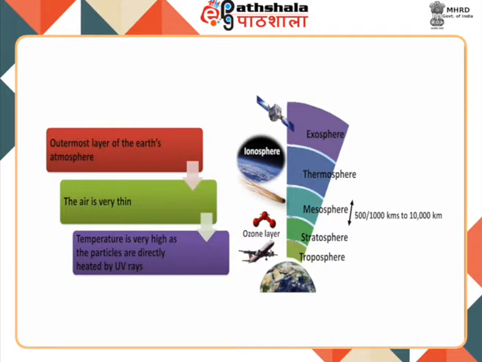The temperature is very high in the exosphere because the particles are directly heated from solar radiation. However, it doesn't appear so high because there are too few particles and so there is not much transfer of energy because intermolecular collisions are limited.